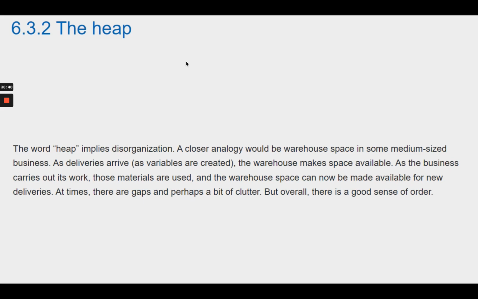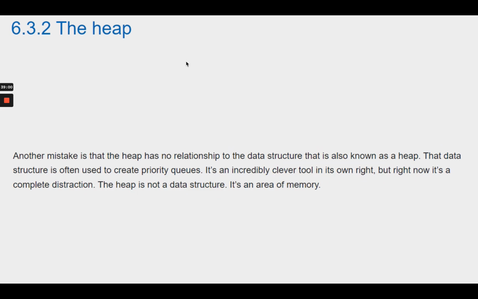As deliveries arrive, as variables are created, the warehouse makes space available. As the business carries out its work, those materials are used, and the warehouse space can now be made available for new deliveries. At times, there are gaps and perhaps a bit of clutter, but overall there's a good sense of order. Another mistake is that the heap has no relationship to the data structure that is also known as a heap.